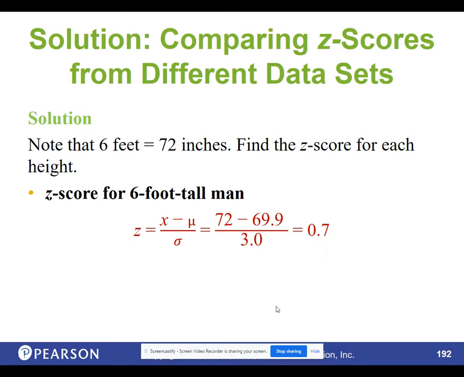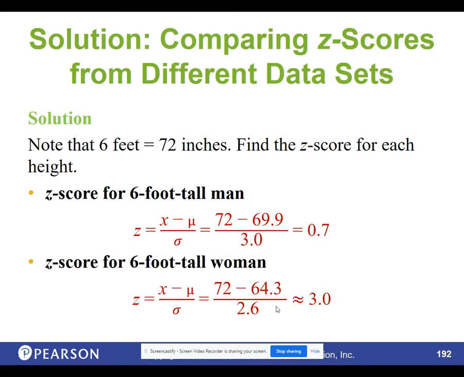See how you can tell how close it is to the average from the z-score quickly and easily? Let's look at the woman. 72 inches minus the mean divided by 2.6 is 3.0. What are the chances that there's going to be a 6-foot woman? Not very good. Less than 0.3%, right? And they say men and women are different. Huh.